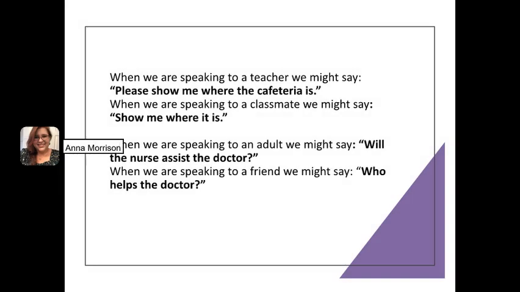If you're on campus and you don't know where something is, you might ask a teacher or someone who works on campus, "Please show me where the cafeteria is," or where the bookstore is. But if you're asking a classmate, you could just say, "Well, show me where it is," or "I'll follow you." When you're speaking to an adult, maybe in a medical situation, you might say, "Will the nurse assist the doctor with this procedure?" If you're asking a friend about it, you could just say, "Well, who helps the doctor?" See how the tone changes and the language and how those are closely related.